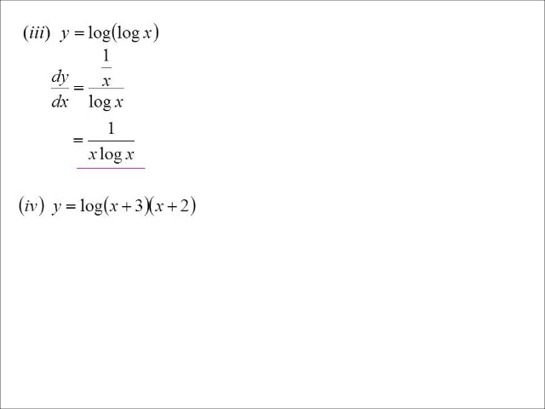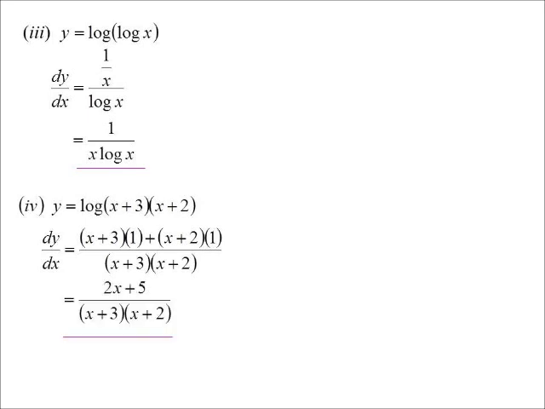The log of x plus 3, x plus 2. Again, you could choose whether you want to do the log laws first, then differentiate, or just go ahead and differentiate. So to start off with, let's just go ahead and differentiate. So the derivative, now I'm going to have to use a product rule. So write down the first diff the second plus write down the second diff the first, over the original function, x plus 3, x plus 2. Tidying up the top, we get 2x plus 5 on x plus 3, x plus 2.